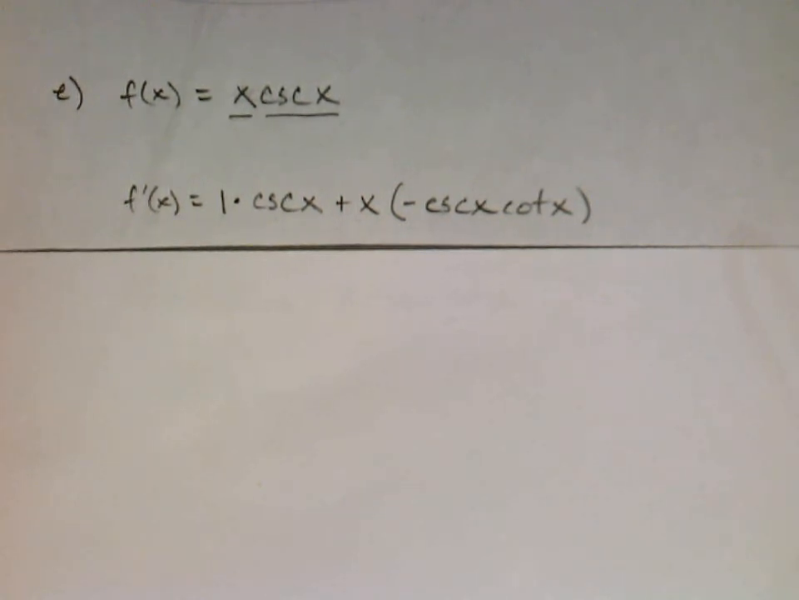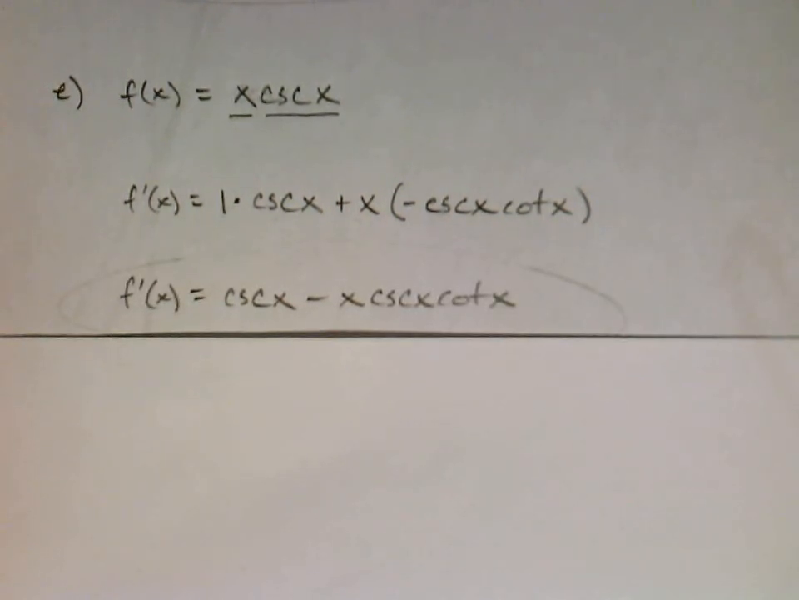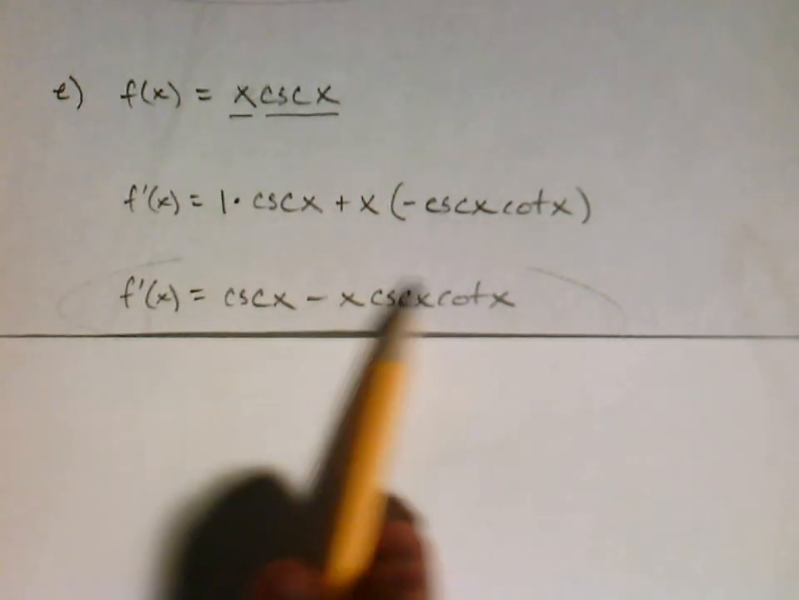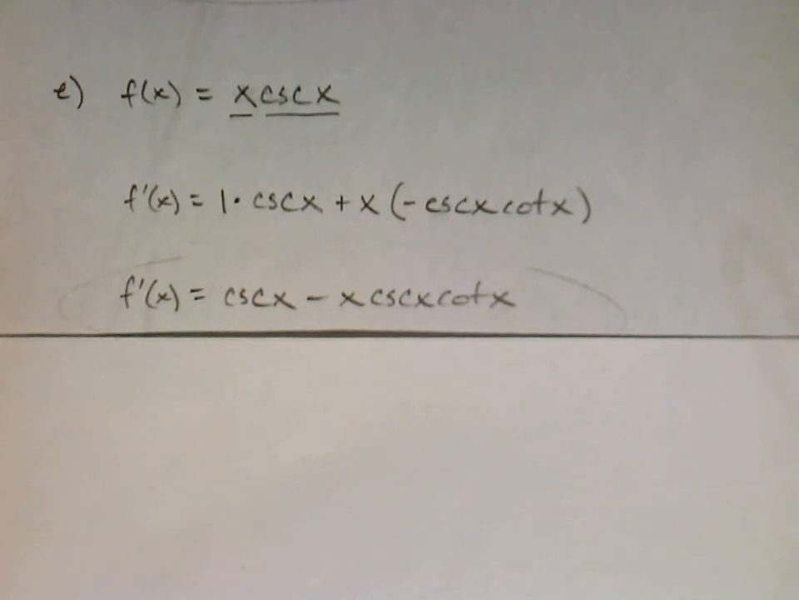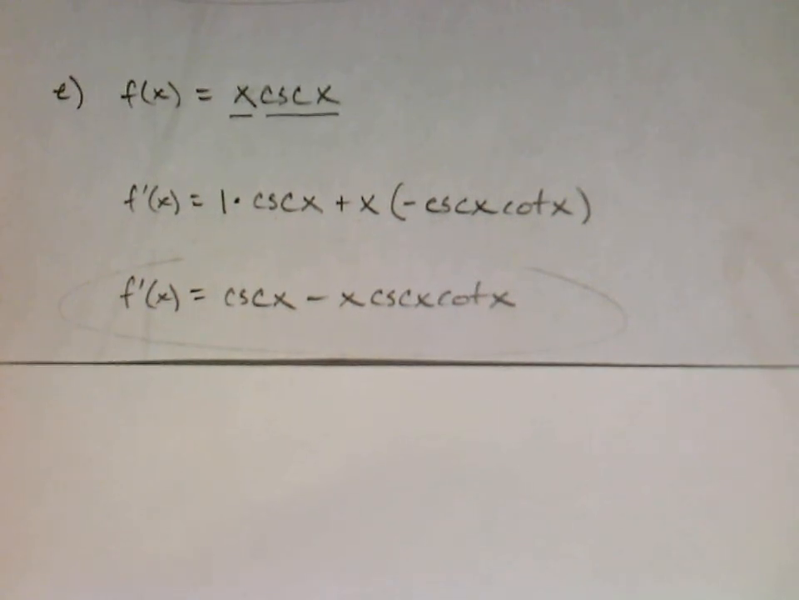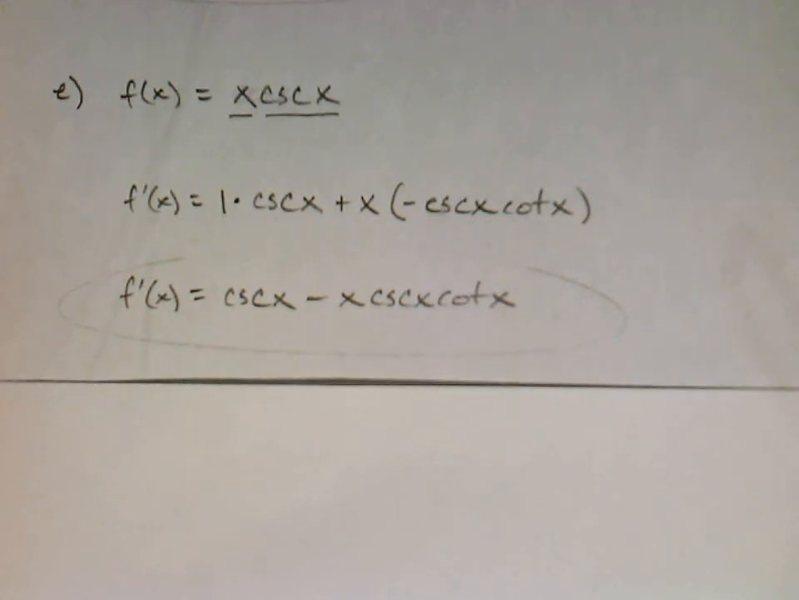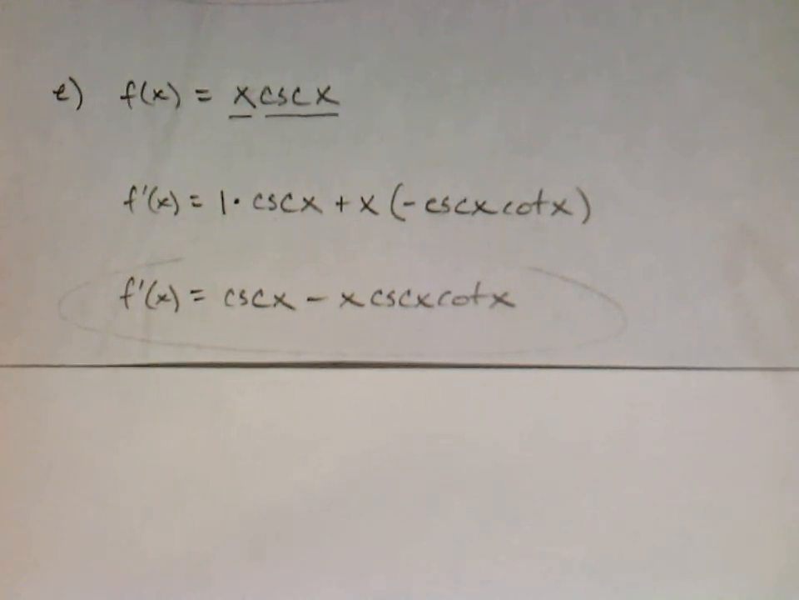Let's clean this up just a little bit for our final answer. Not really much to do. Get rid of the times 1, move the negative out here to make it a minus. There it is, f prime of x equals cosecant of x minus x cosecant x cotangent x. Quite a derivative there. Okay, that is it. That's 8.3. Check out the homework.